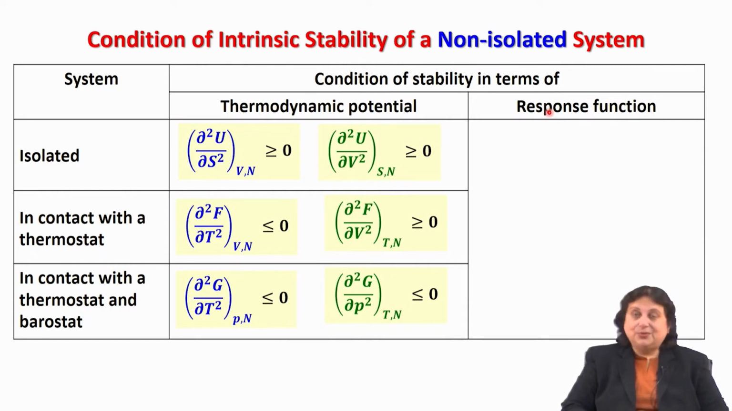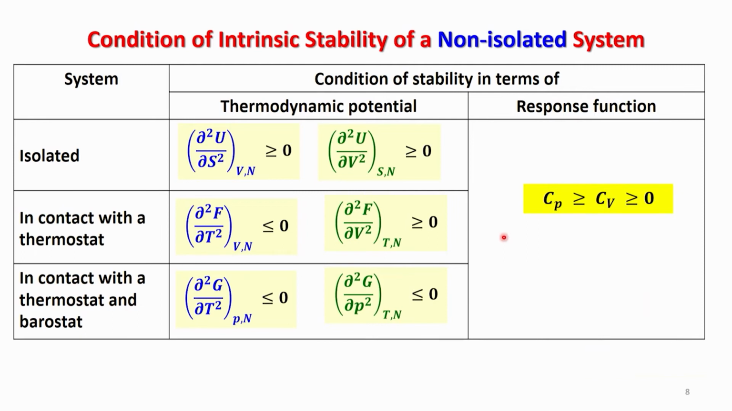So, if you just sit down and play around with the thermodynamic concepts that we have learned so far, you will be able to show that for a system to be stable, Cp, that is its specific heat at constant pressure, must be greater than or equal to its specific heat at constant volume, and each of these quantities must be positive. If that is so, then the system will be stable in a single phase.